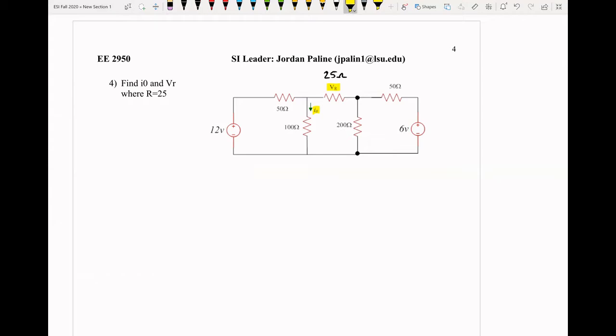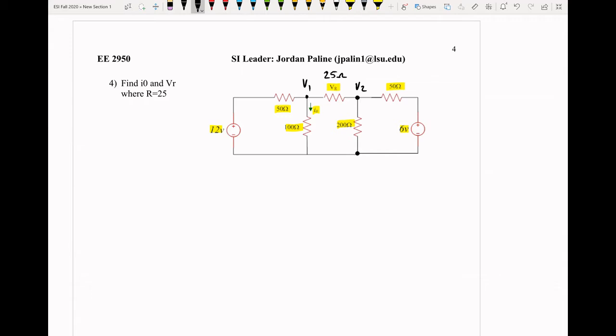We notice that we've got 12 volts, 6 volts, two sources, and a lot of resistors in between. So we could go the route of doing 1, 2, 3 mesh loops, but that will create a system of 3x3s, and I just don't want to do that right now. So instead we're going to name these points V1 and V2, and do two separate nodal analyses.